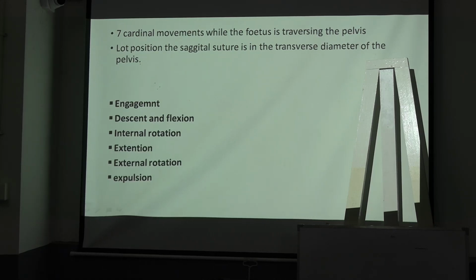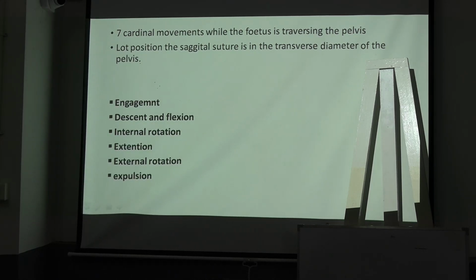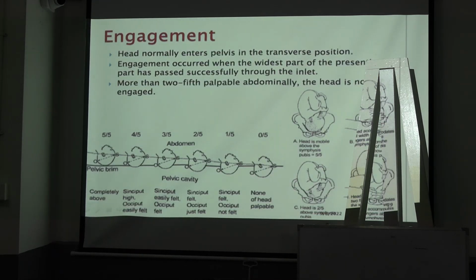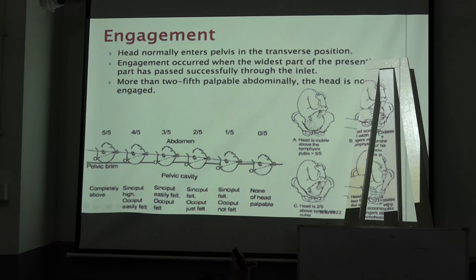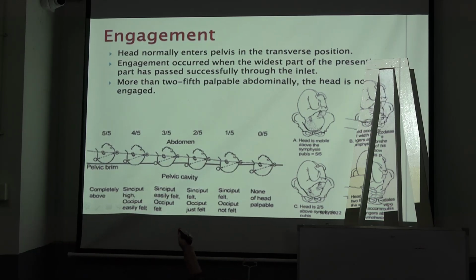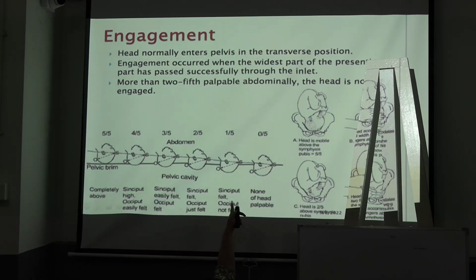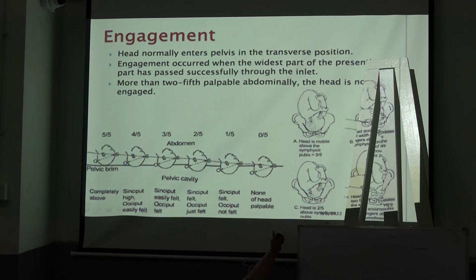Engagement, flexion, descent, and so on. Now see, this is the definition of engagement and what we were talking about. This is 5/5 palpable, right? Then 4/5 palpable, 3/5 palpable. After 2/5 palpable, the head is engaged, so you cannot feel anything. And at 0/5 palpable, none of the head is palpable, so it has completely entered the pelvis. That is the fifth method we were talking about.